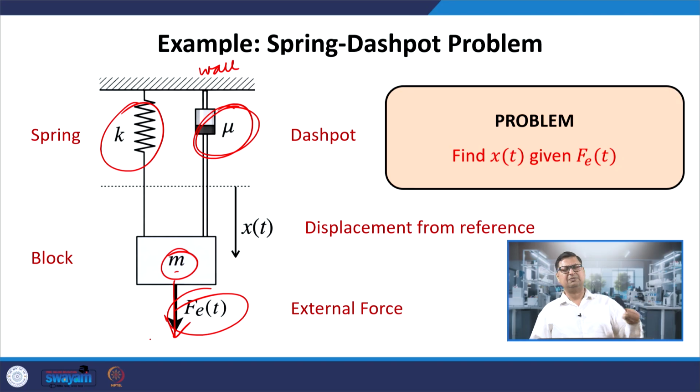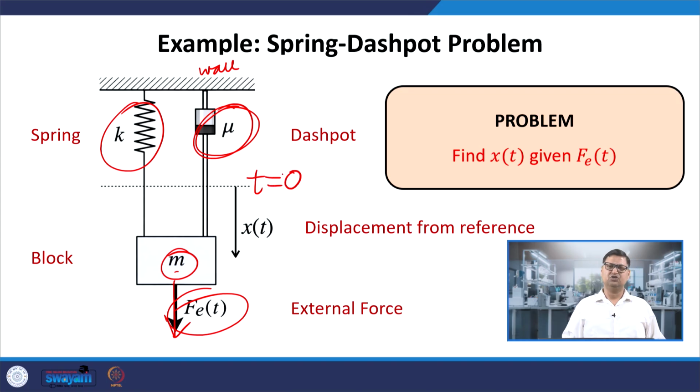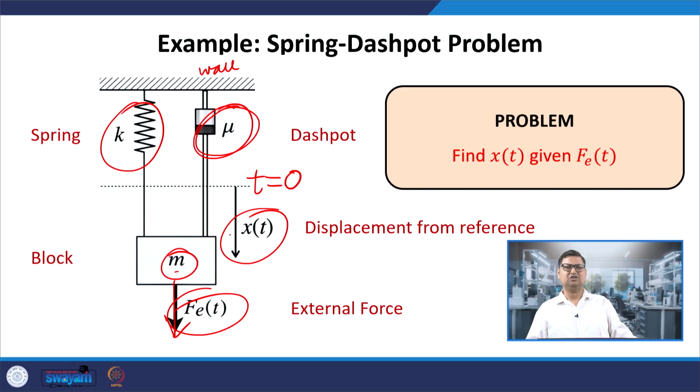This is an external force which I am applying, and let us say at time t equal to 0, it was somewhere over here and no force was being applied, and I started applying a force, and now the block will go down, and therefore, there is going to be a downward displacement x as a function of time as I am applying external force Fe as a function of time, right. So, I want to model how this displacement from some reference, that is the dotted line here, is changing as a function of the force, right.